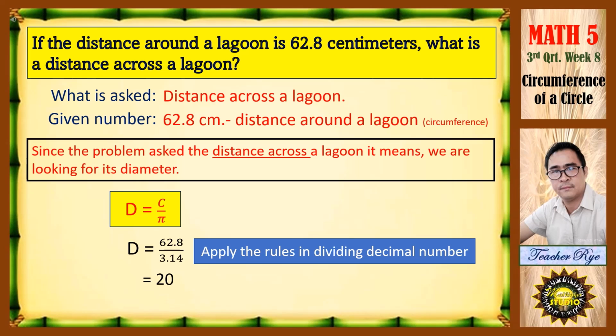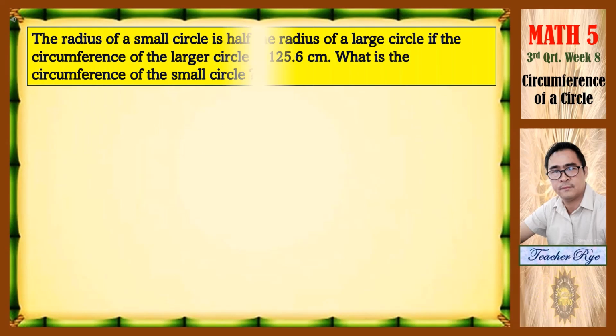Next problem tayo. The radius of a small circle is half the radius of a large circle. If the circumference of the larger circle is 125.6 cm, what is the circumference of the small circle? Okay? So, medyo may konting hirap ang ating problem. Tingnan natin.